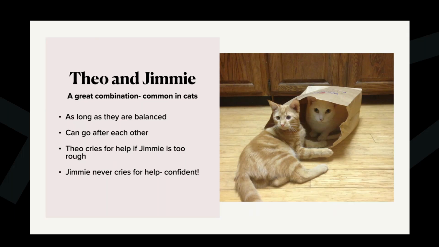But as long as they're balanced, and luckily they were both fairly young when I got them. I think Jimmy was at least one by the time I got Theo. And Theo was a little baby, about maybe 5 months old or something. And so Jimmy wasn't too jerky with them. And Jimmy saw him as someone to protect and take care of. So thank goodness it started out that way.